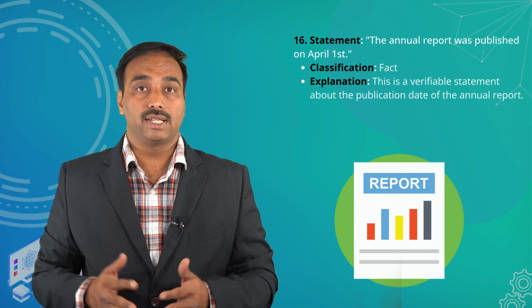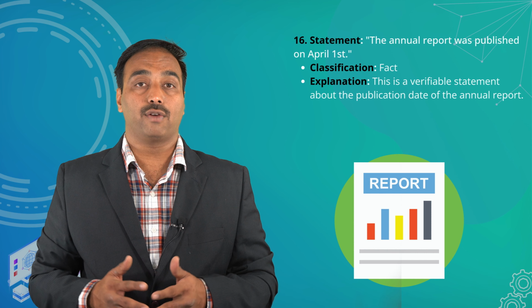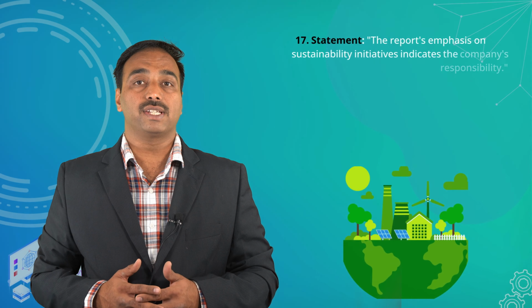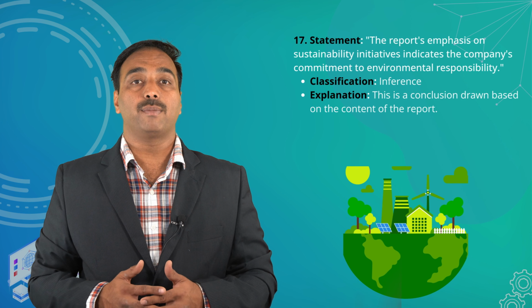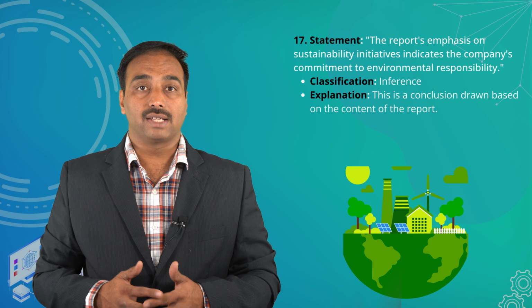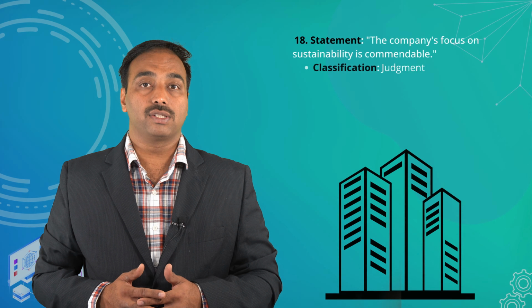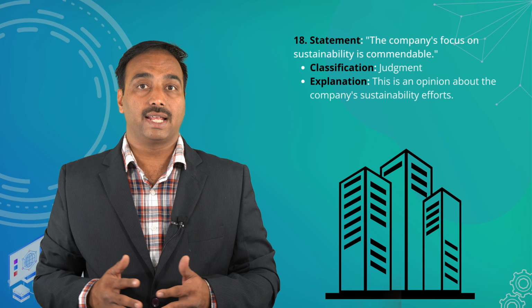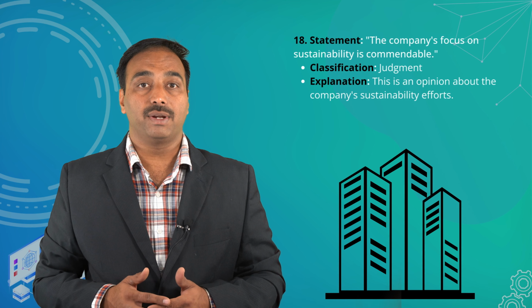The annual report was published on April 1st. This is an example of fact, because it's a verifiable statement about the publication date of the annual report. The report's emphasis on sustainability initiatives indicates the company's commitment to environmental responsibility. This is an example of inference, as this is a conclusion drawn based on the content of the report. The company's focus on sustainability is commendable. This is an example of judgment, because this is an opinion about the company's sustainability efforts.